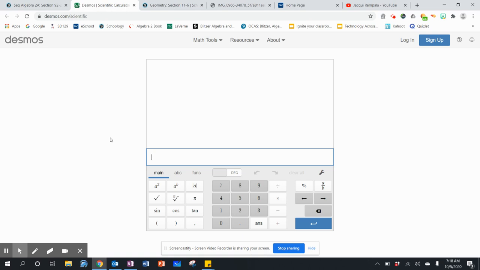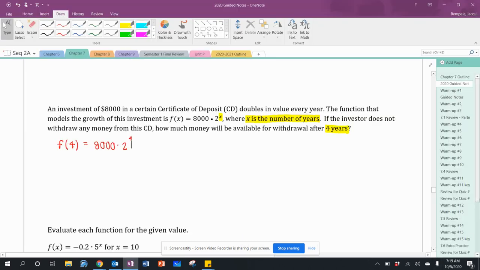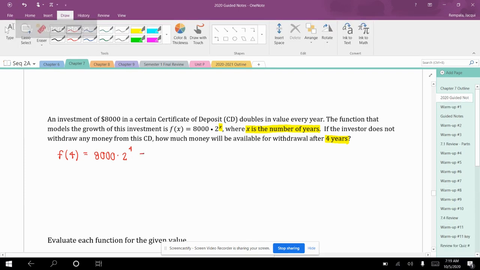So if I use this calculator, I'm going to do 8,000 times, and then I'm going to do 2, and then I'm going to come over here to the left where it says a to the power of b. I'm going to click that, and now that allows me to do an exponent. The exponent is 4. And so then notice that my answer is right here. It's 128,000. So that's going to be then how much money we're going to be able to withdraw after 4 years. So we got $128,000. And that would be my answer.